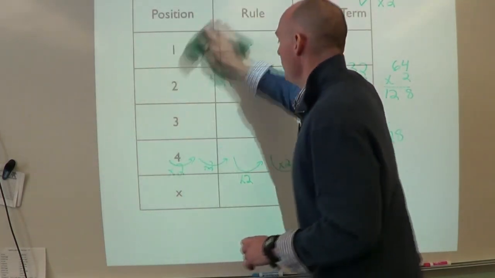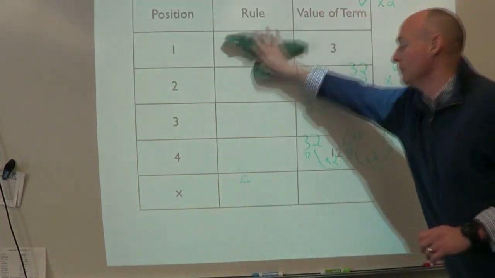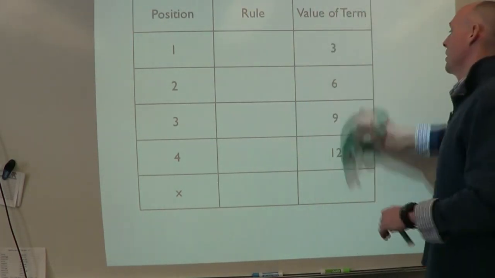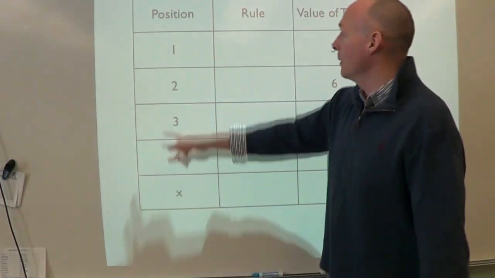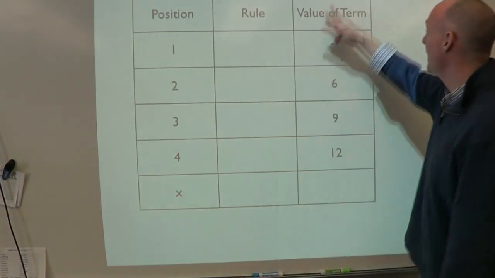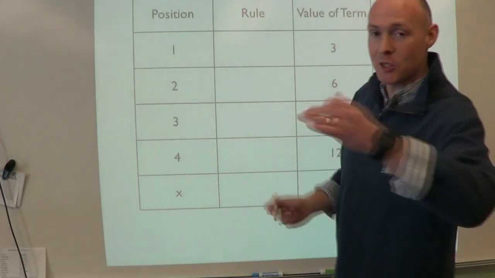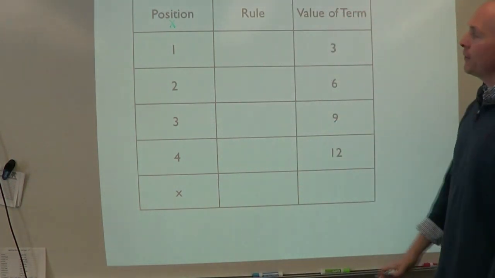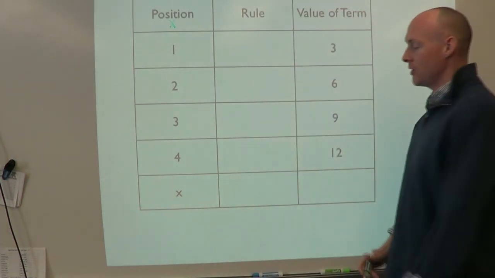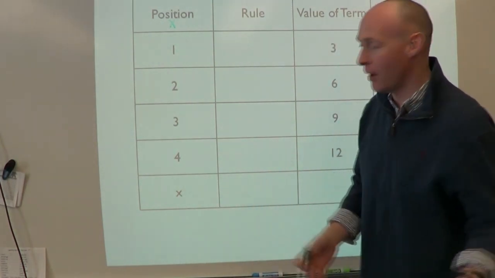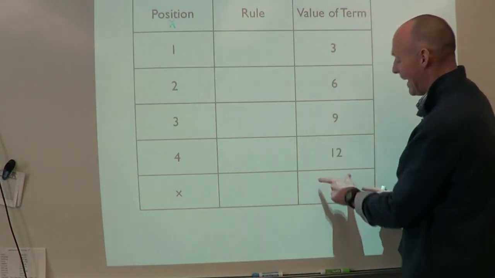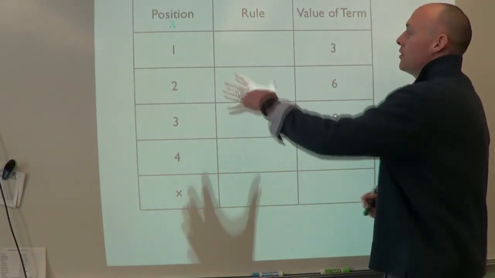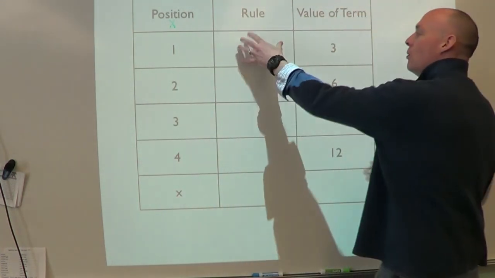Now, next what we have to do is figure out our rule. Let me just erase this. Excellent. Okay. 3 columns. I have position, rule, and the value of the term. Oftentimes you're going to see me label position with X. So we have to figure out what the rule is. Notice that down here is an X. That's what we're going to have to solve for. And down here, my last value of the term is empty. We're also going to have to figure out what that is. So first thing I need to do is look at my rule. We don't know what it is.